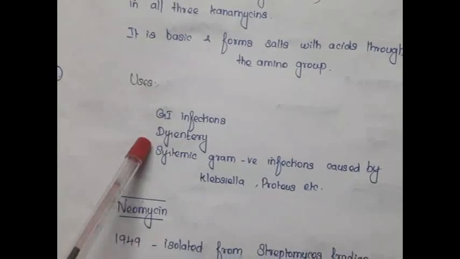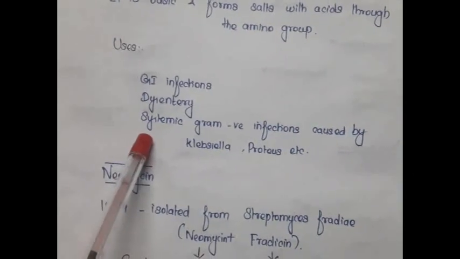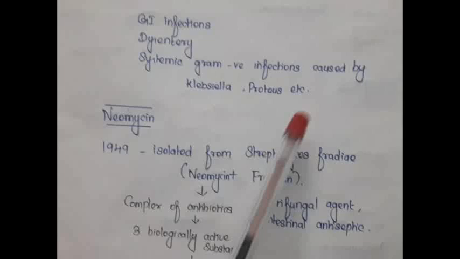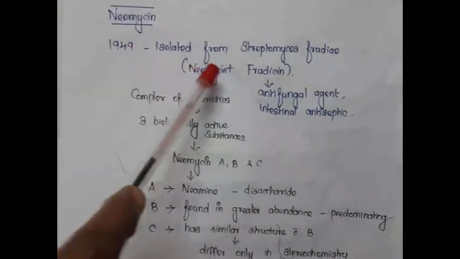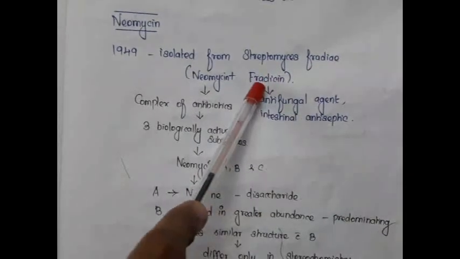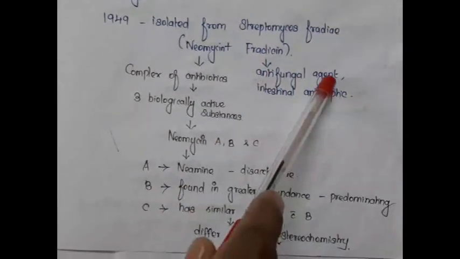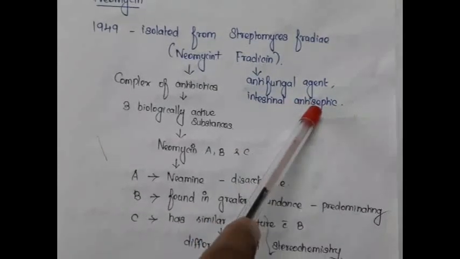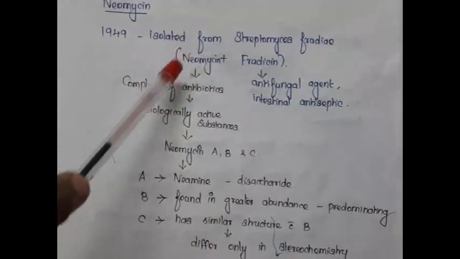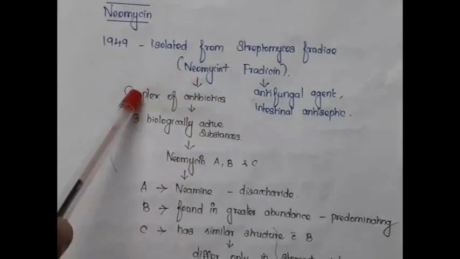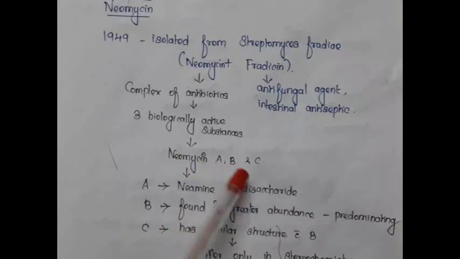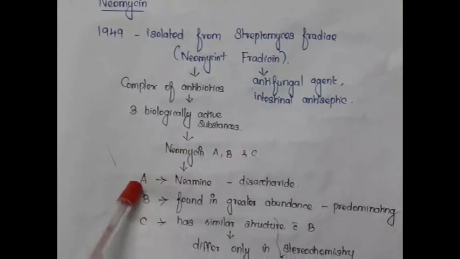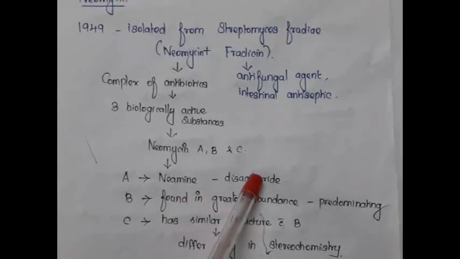Now we will see the uses: in the treatment of GI infections, dysentery and systemic gram-negative infections caused by Klebsiella and Proteus. Now we will see Neomycin. In 1949 it was isolated from Streptomyces fradiae along with fradicin. Fradicin is an antifungal agent and is used as an intestinal antiseptic. Now come to Neomycin. Actually it is a complex of antibiotics with three biologically active substances: Neomycin A, B and C. Neomycin A, otherwise called Neomycin, is actually a disaccharide.